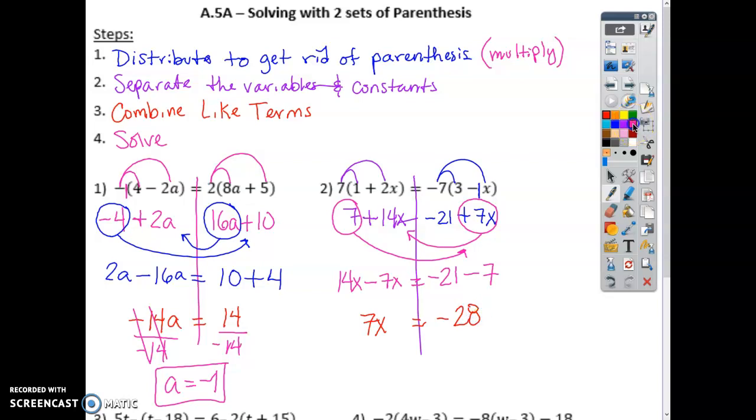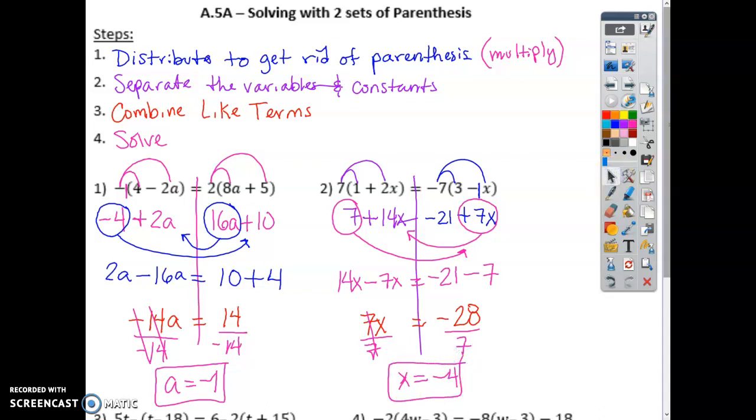And then the last step, solve. So we're going to divide both sides by 7 to get rid of the 7 that's in front of the x. X equals, divide these two, and that gives you the answer. Divide. What do you get? What's negative 28 divided by 7? Negative 4.